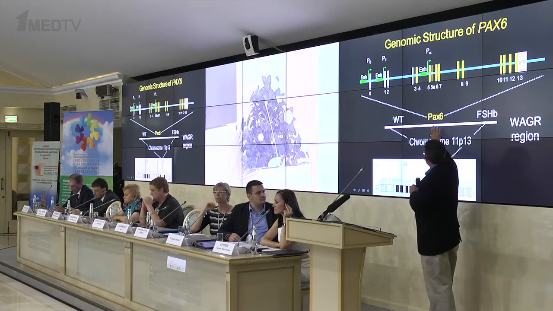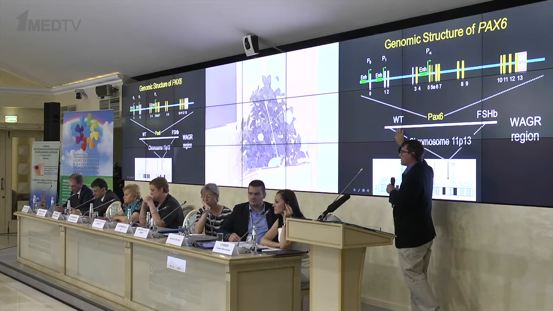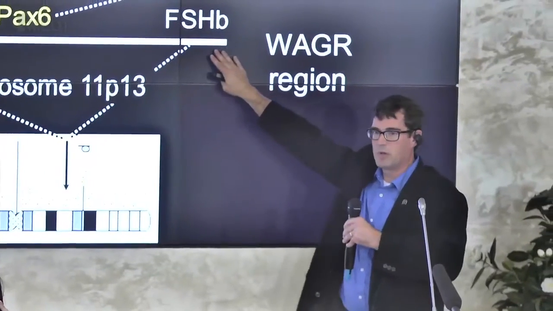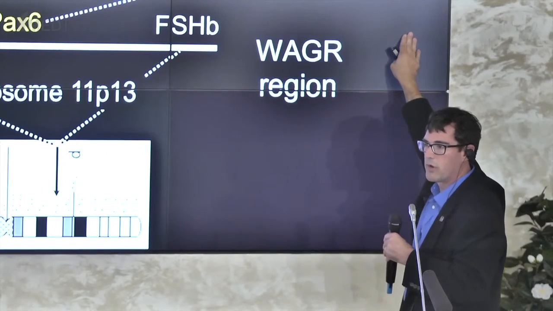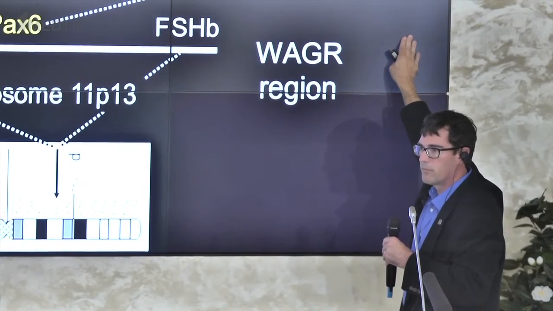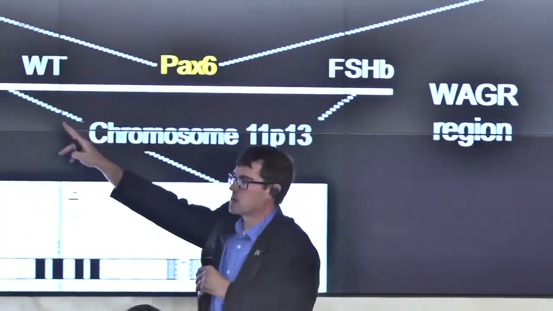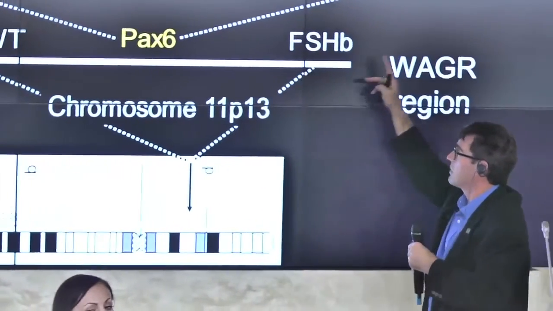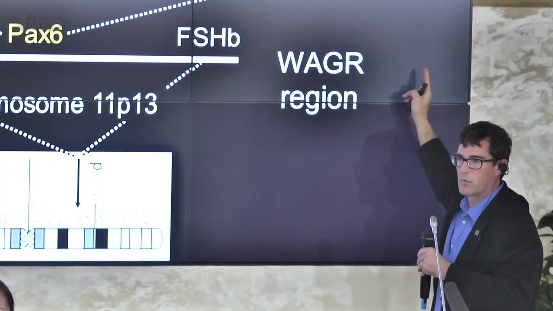PAX6, as you know, is in a neighborhood on a chromosome that has other genes, including the Wilms tumor gene, WT1, a gene called FSHB, and another gene that sits way, way over here that's called brain-derived neurotrophic factor. For people who have Wagner syndrome, this entire part of the chromosome from WT1 all the way through PAX6 and very often all the way over to here has been taken away.